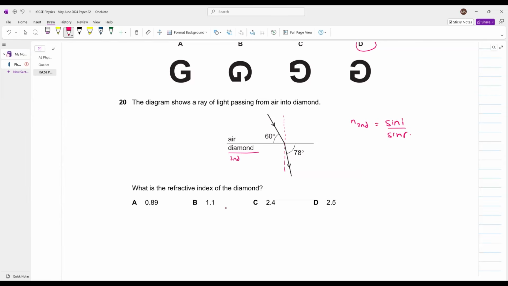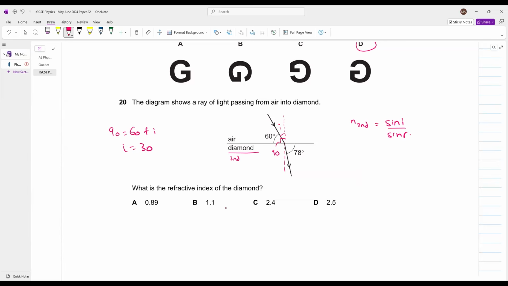Easy peasy. First of all, can you calculate the angle of incidence? This is your angle of incidence. How will you calculate that? The total angle is 90. You have to calculate I. 90 is equal to 60 plus I. I is equal to 30.